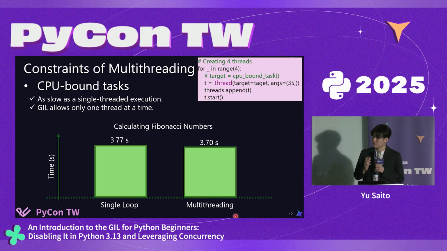However, as you can see in the graph, it takes about the same time for single threading and multithreading in a Python program. This is because the GIL allows only one thread to run at a time. This result shows the GIL restricts multithreading, which is a demerit when it comes to optimizing Python performance.